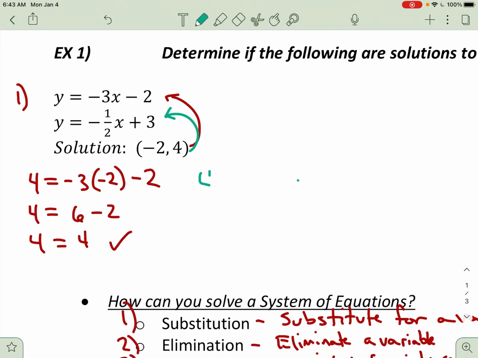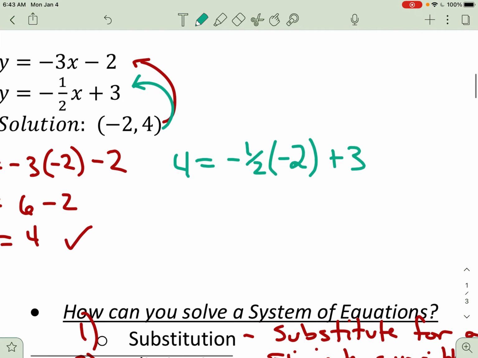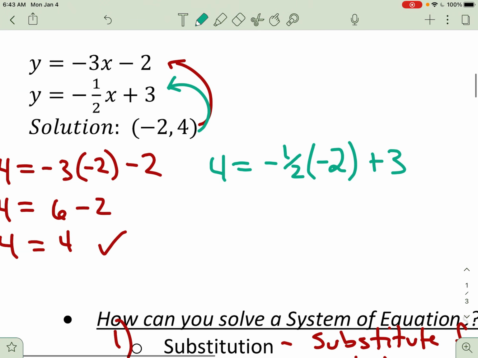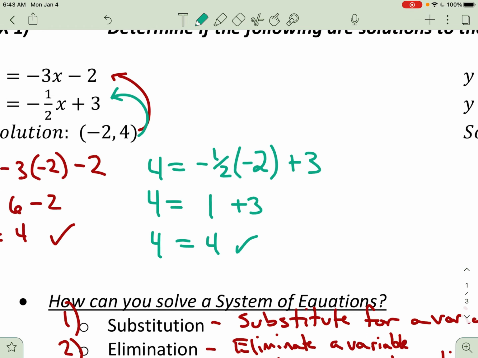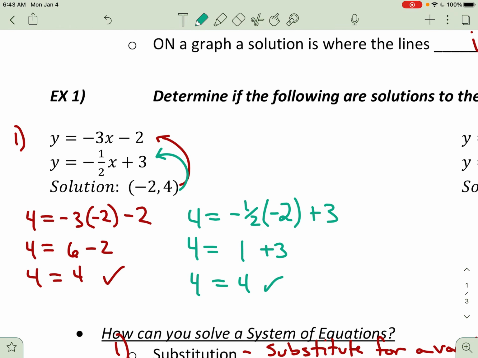So 4 equals negative 1/2 times negative 2 plus 3. Again, y is 4, and x was negative 2. And now use this equation to plug it in. So 4 equals, a half of 2 is 1, and 2 negatives make a positive, so this is 1 plus 3. So 4 equals 4. This also checks out, so yes, this is a solution.